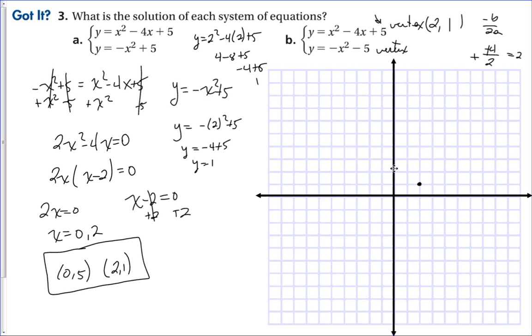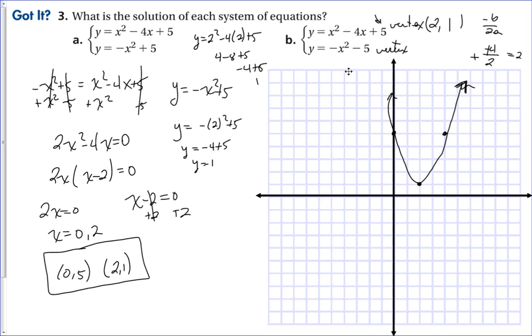1, 2, 3, 4, 5. And remember that mirrors over the axis of symmetry. So let's draw this in. That was kind of bad. That was supposed to be an arrow on the end of that. All right, now let's move on with this one.